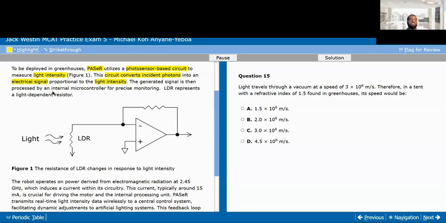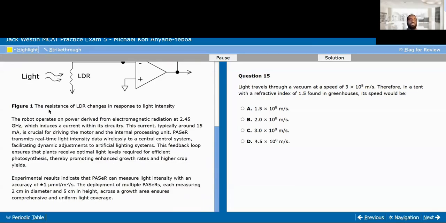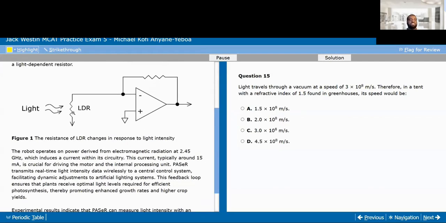The generated signal is then processed by blah, blah. I don't think any of this matters, but I'll just say that it's processed, right? Generated signal is processed. I could highlight that or not. This will be fine. LDR represents a light dependent resistor. Acronyms are always highlighted, it's also a first encounter noun. The resistance of LDR changes in response to light intensity. So light gets in there, the resistance is going to change, and then whatever comes out is going to be measured and processed.